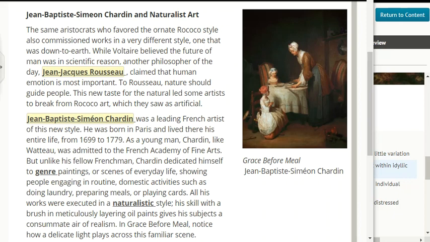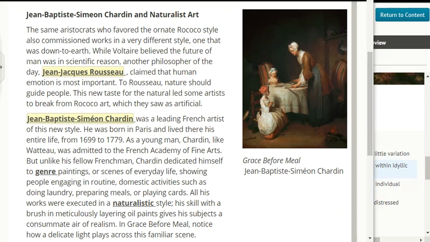Jean-Baptiste Siméon Chardin was a leading French artist of this new style. He was born in Paris and lived there his entire life from 1699 to 1779. As a young man, Chardin, like Watteau, was admitted to the French Academy of Fine Arts. But unlike his fellow Frenchmen, Chardin dedicated himself to genre paintings. Do you remember what those are? Scenes of everyday life, showing people engaged in routine domestic activities such as doing laundry, preparing meals, or playing cards.